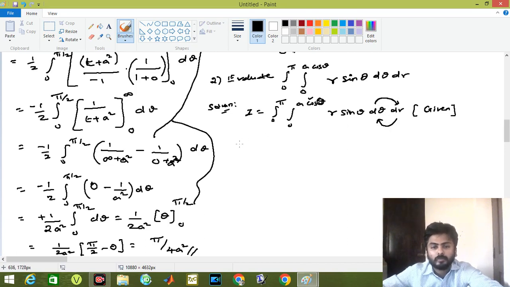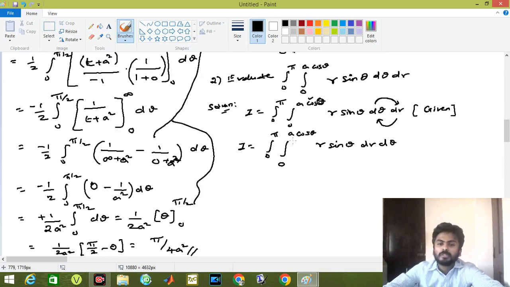So you will have I equal to integral 0 to pi, integral 0 to a cos theta or sin theta, dr d theta. Now the first limits are functions of theta, therefore the first integration should be with respect to r. The second limit is with respect to theta. So after this you are having constant limits, 0 to pi, this is angle, so no problem, you can substitute.